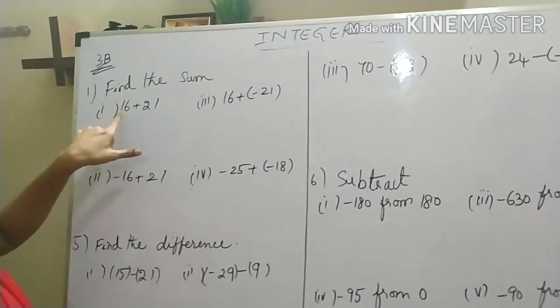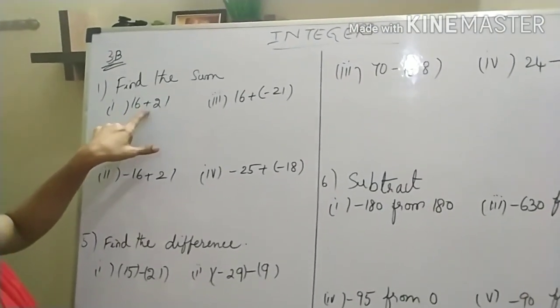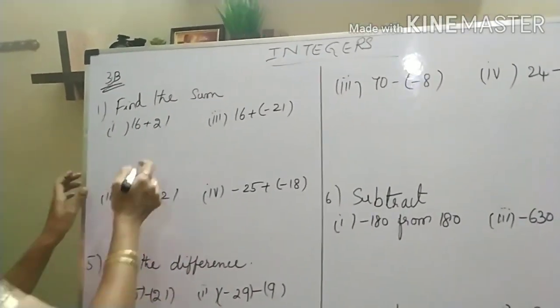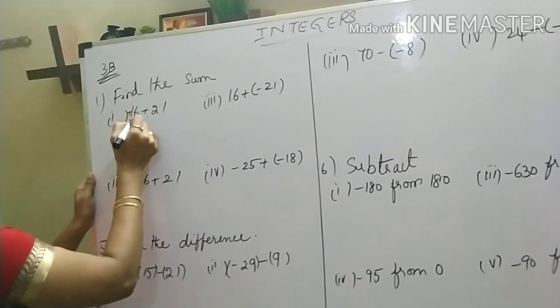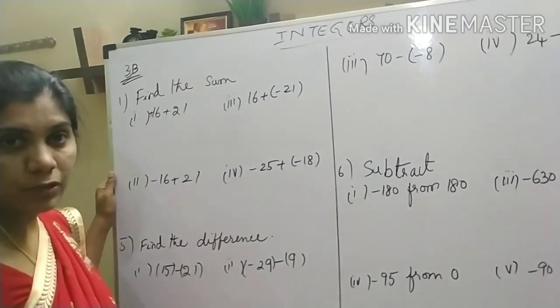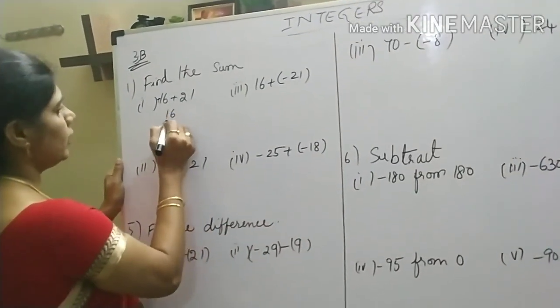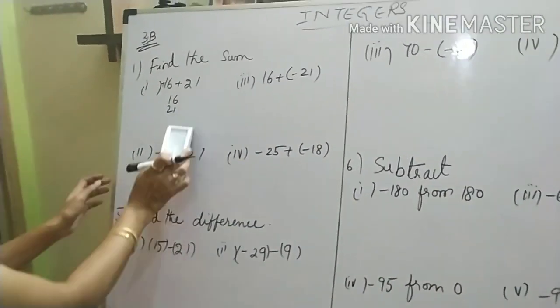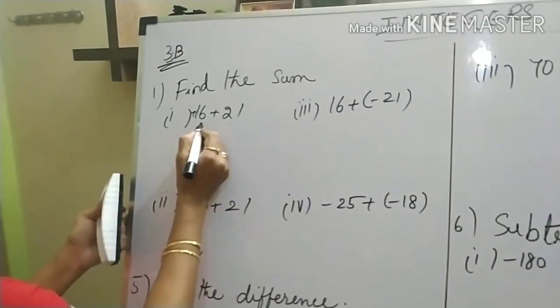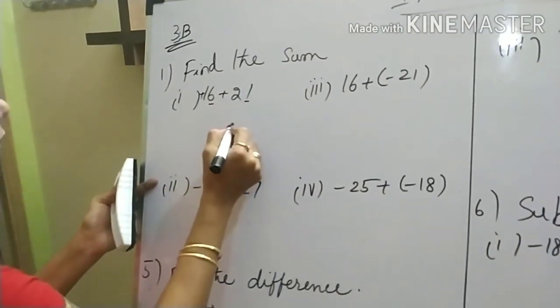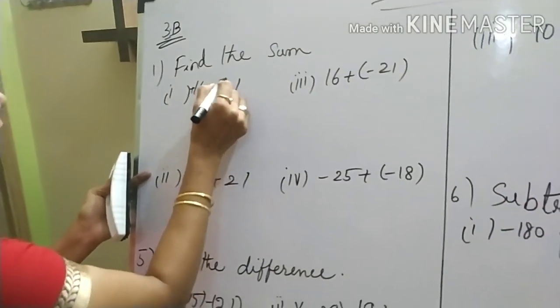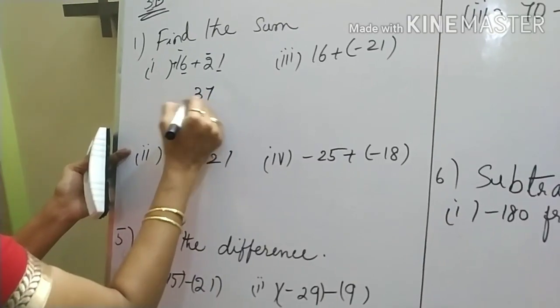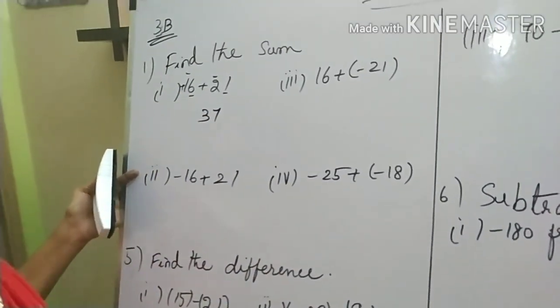Find the sum. First one is 16 plus 21. Here no need to worry, both numbers are positive numbers only. 16 plus 21. So directly I am doing here. First one, 6 plus 1, 7. After that, second one, 2 plus 1, 3. Okay, directly I am doing here.